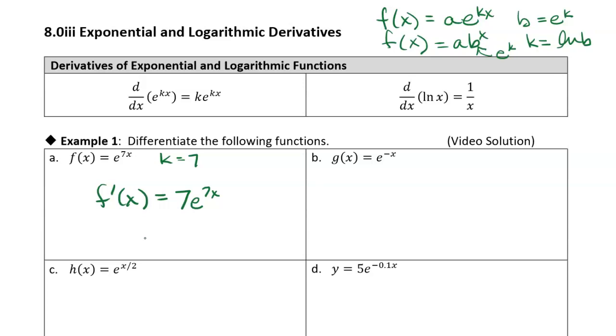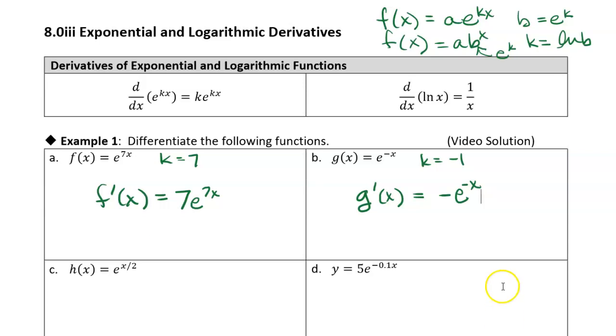Next one. Here, the k is equal to -1, because negative x is the same as -1 times x. So our k is -1. The derivative of this function is we just bring down that -1. So I could write -1, or I could just write negative e to the minus x. You leave the e to the minus x part the same. You just bring down the k and multiply.